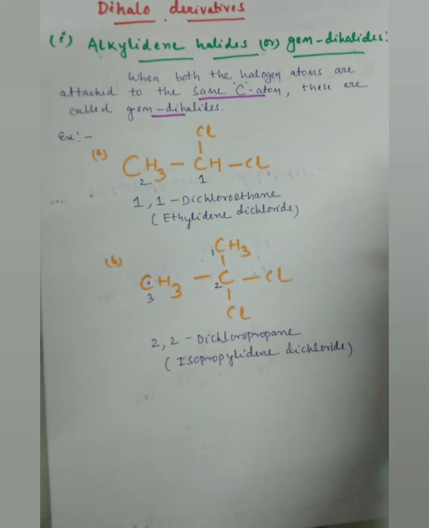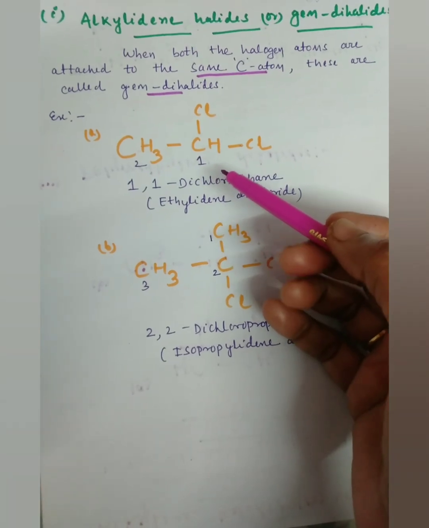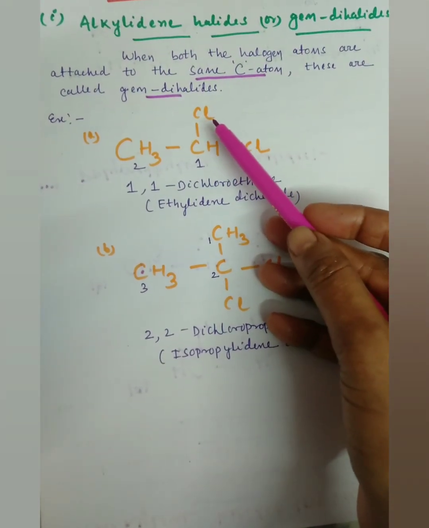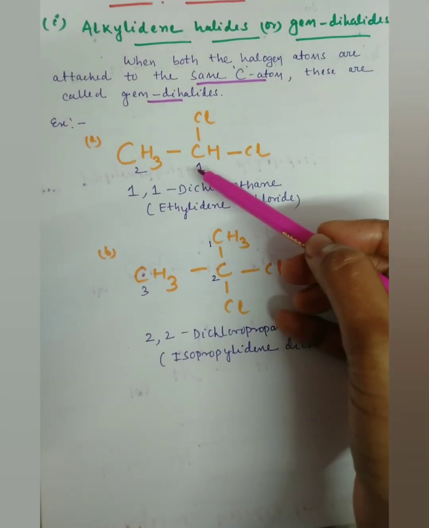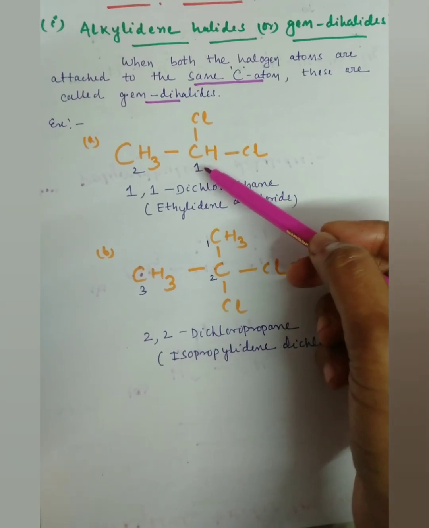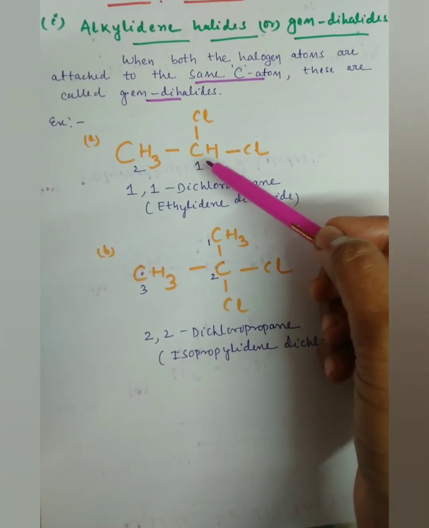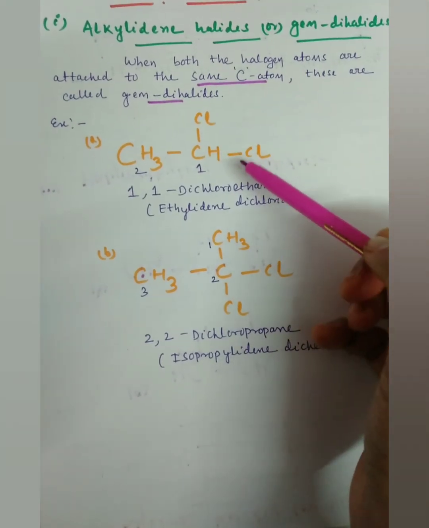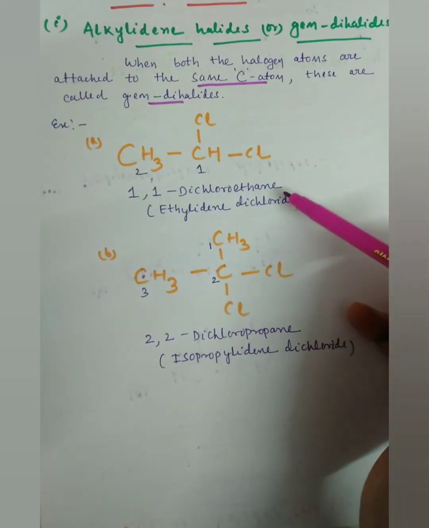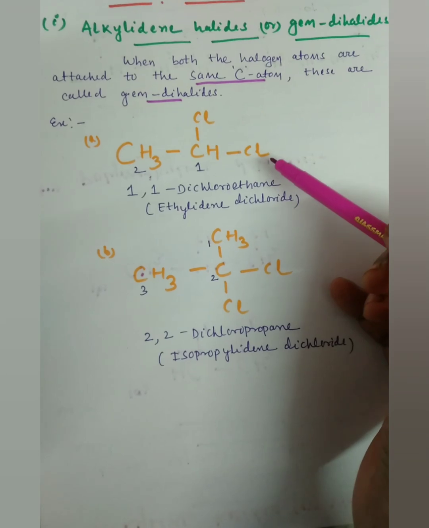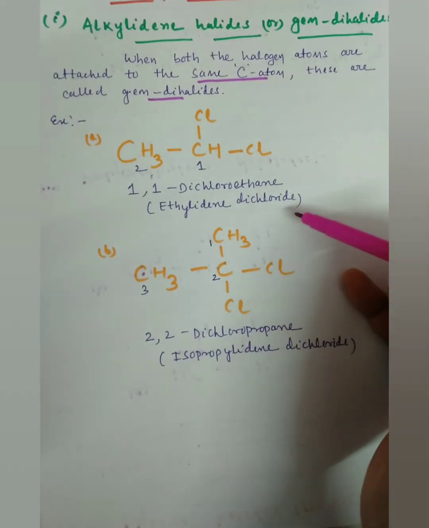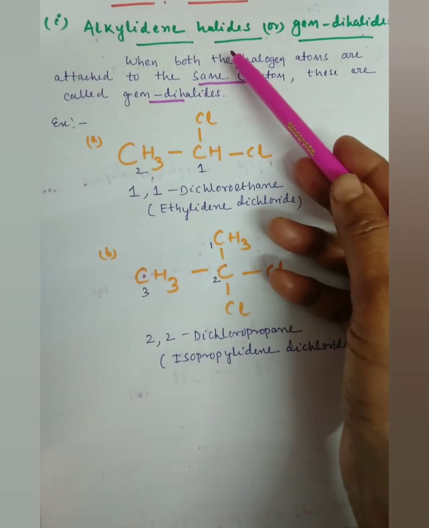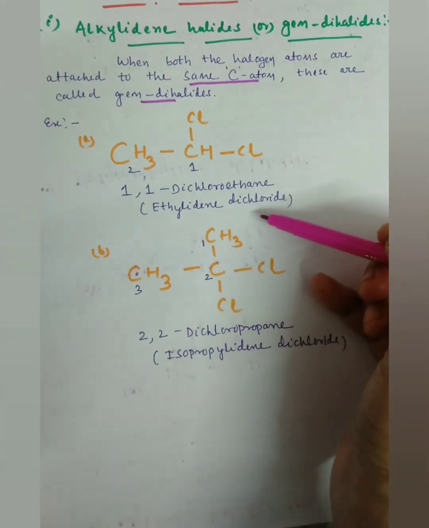Now see here, this is an example of a gem dihalide where two halogen atoms, here the halogen is chloro, so two chlorine groups are attached to one carbon, that means the same carbon atom. If I write the IUPAC name of this compound, in position 1 two chloros are there, so it is 1,1-dichloro, 2 carbon, that means ethane. 1,1-Dichloroethane is the IUPAC name and the common name is ethylidene dichloride. Alkylidene is a general name, 2 carbon atoms are there, so it is ethylidene dichloride.